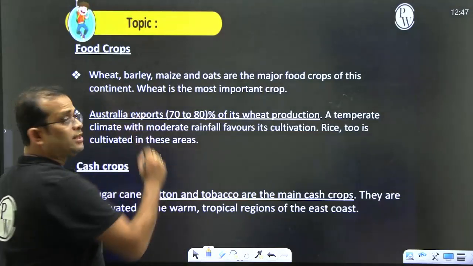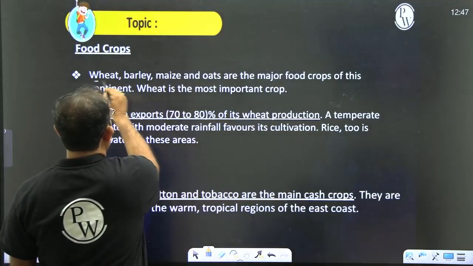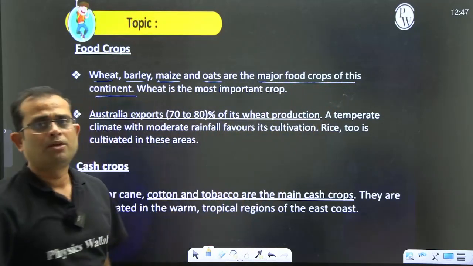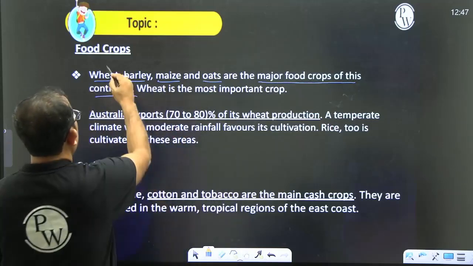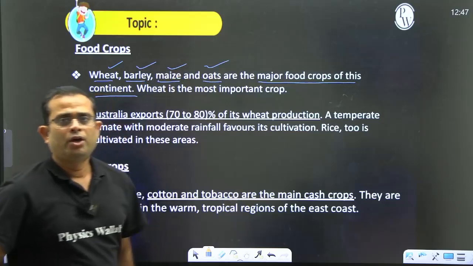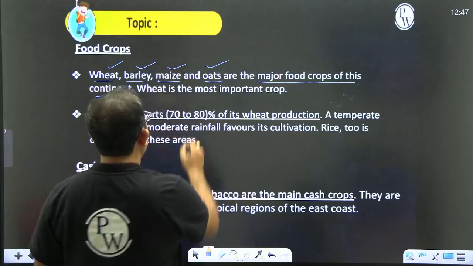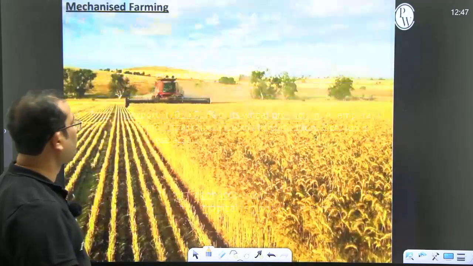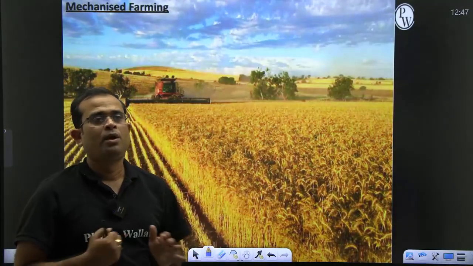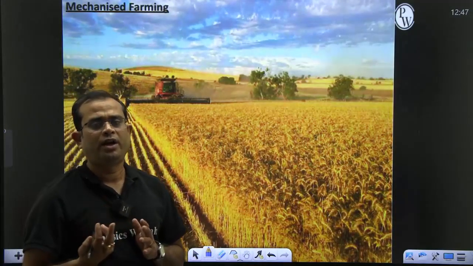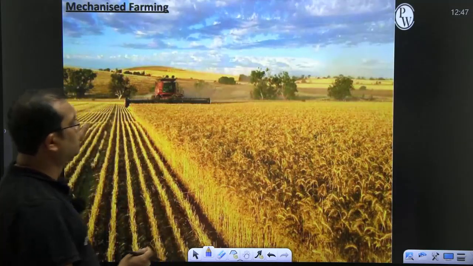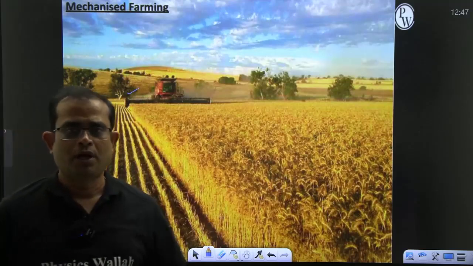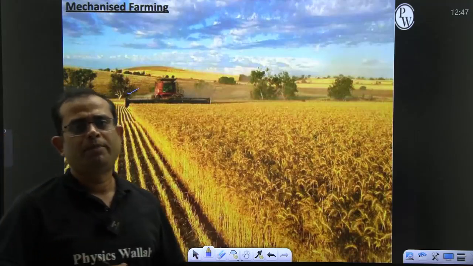Next are the food crops. The major food crops of this continent are wheat, barley, maize and oats. Wheat is the most important crop, mostly cultivated by Australian farmers. This is completely mechanized, and Australia is also a leading exporter of wheat, because everything is mechanized in Australia, right?